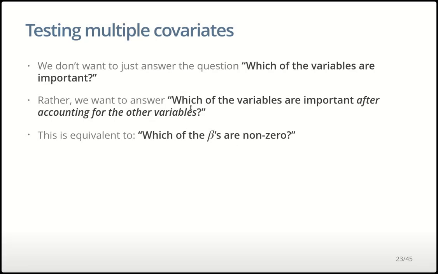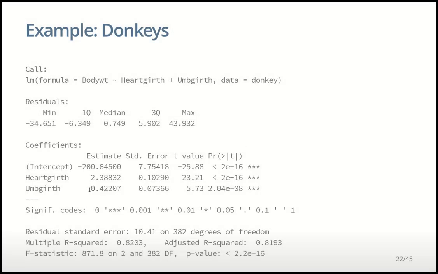Okay, so which of the variables are important after accounting for the other variables is exactly the same as saying which of the betas are non-zero. So what we're saying is, could this coefficient of umbilical girth here be 0? And the p-value is saying not very likely, right?